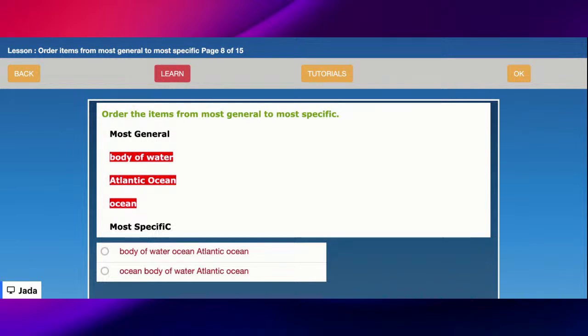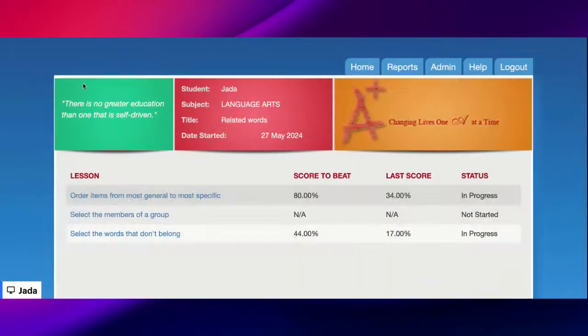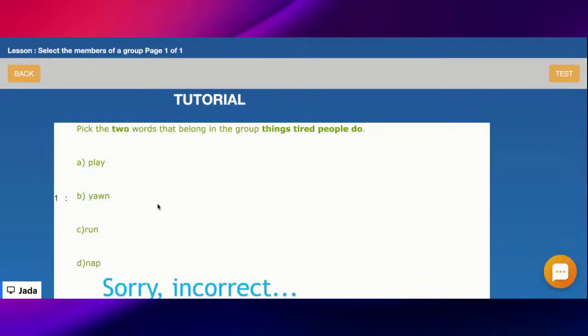Okay, so that's it for this lesson. If you haven't done this lesson, you should try to complete it. If it's new to you, complete it. If you do not understand, you can watch it from the beginning again. So we'll move on to select the members of a group. Miss Nandi is ill, so she'll be back tomorrow. So now this is select the members of a group.